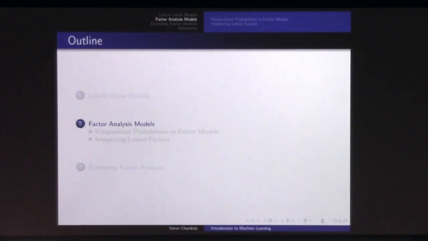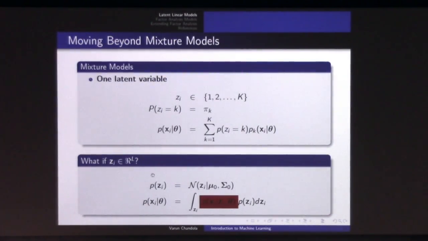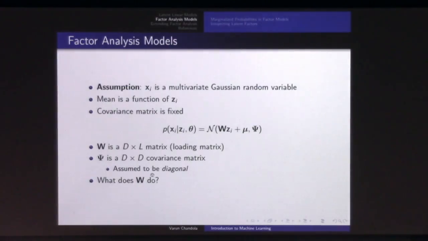When we assume that our zi's are a vector, so if we assume that my zi is a discrete variable which takes values from 1 through k, then it is a mixture model because zi tells you kind of which mixture it belongs to. But when we assume that zi is actually a vector itself of continuous values, then we call it a factor analysis model. All right.